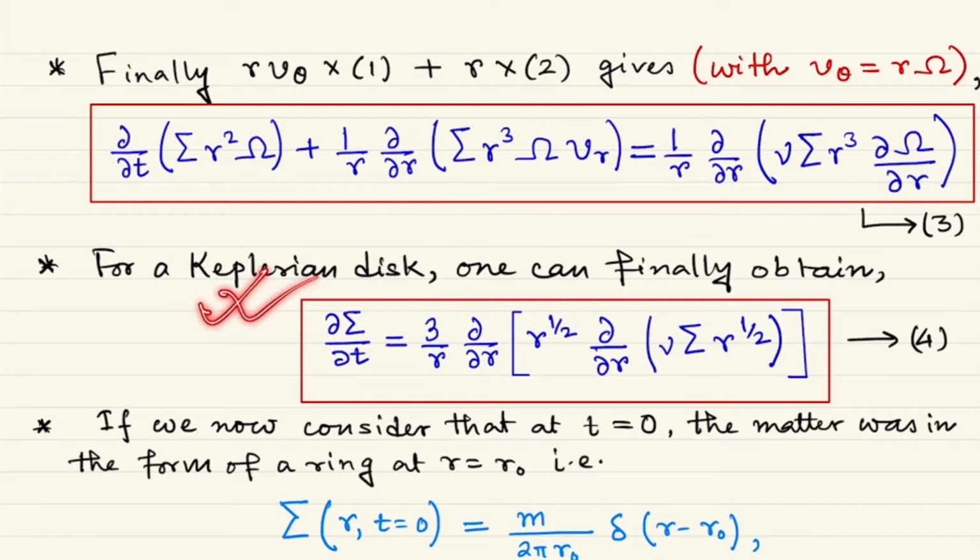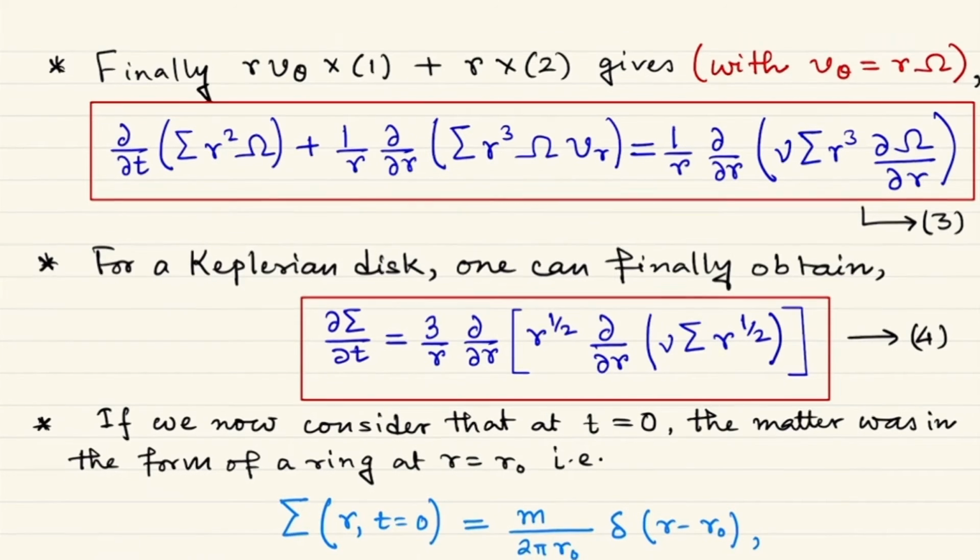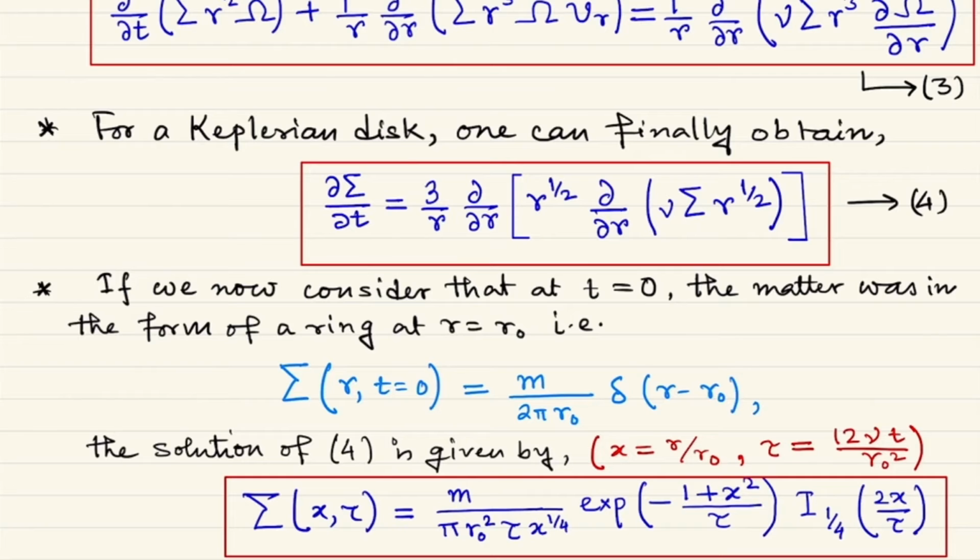Then for a Keplerian disk, you can further simplify this equation to get this. From this one to this one, I will try to communicate the analytical steps, but this is a bit cumbersome, so do not worry much. If you want, you can enjoy the calculation, but in case you are lost in it, do not worry. The basic objective is to understand the final result, and the final result is not yet obtained.